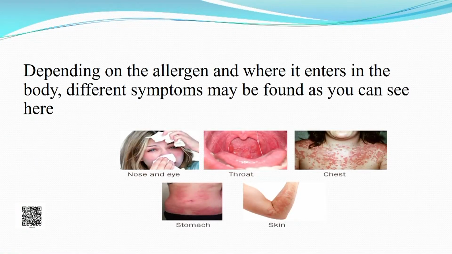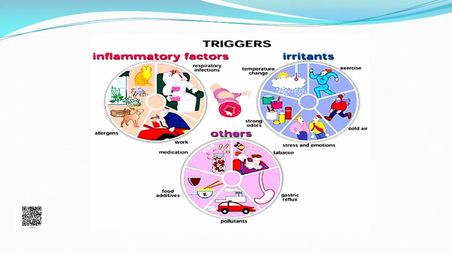So depending on the allergen and where it enters the body, different symptoms may be found, as you see here: nose and eye, throat, chest, skin and stomach. So they are the triggers. Triggers can vary widely depending on the person. Some of the most common environmental triggers are pollens, dust mites, mold spores and animal dander. Pollen from trees, grasses and weeds, especially during certain seasons.